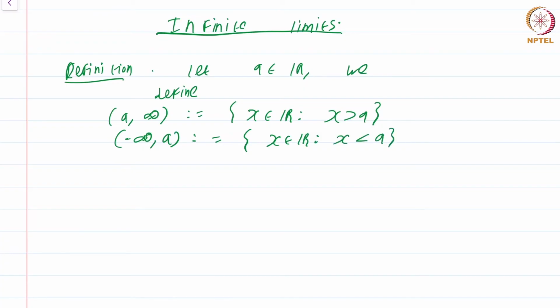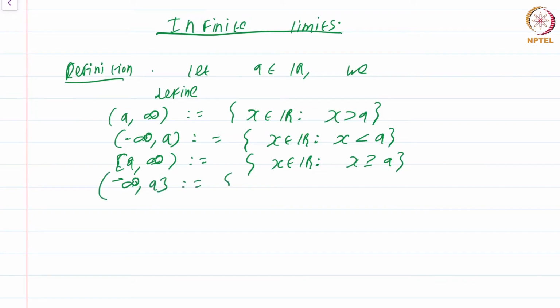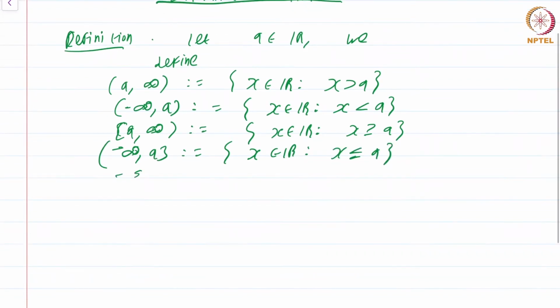Then we define closed A infinity to be the interval x in R such that x is greater than or equal to A. Then minus infinity comma A closed here is just x in R such that x is less than or equal to A. And finally minus infinity to infinity, open, is just R. Okay. Now we are just defining various intervals that have the symbols infinity and minus infinity.